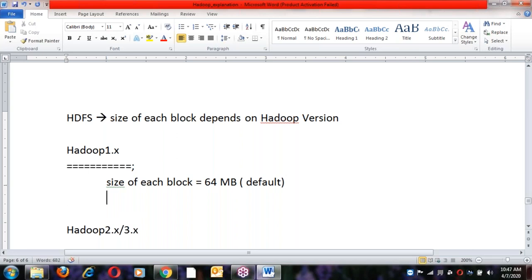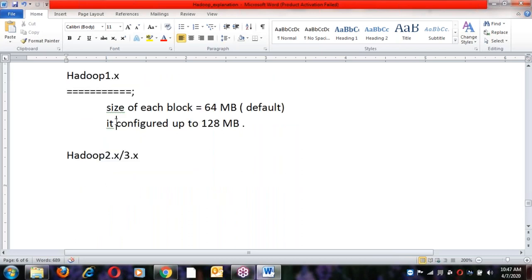It can be configured, we can change it. How to change the size of each block, we'll discuss next. It can be configured up to 128 MB, which means we can make it double. The default size of each block is 64 MB, and it can be configured up to 128 MB. So this is the case for the Hadoop 1.x version.